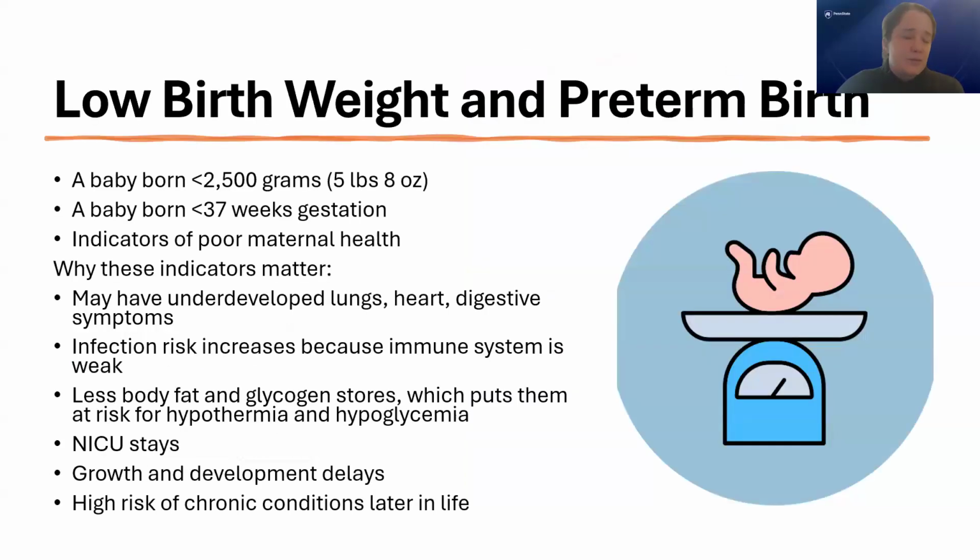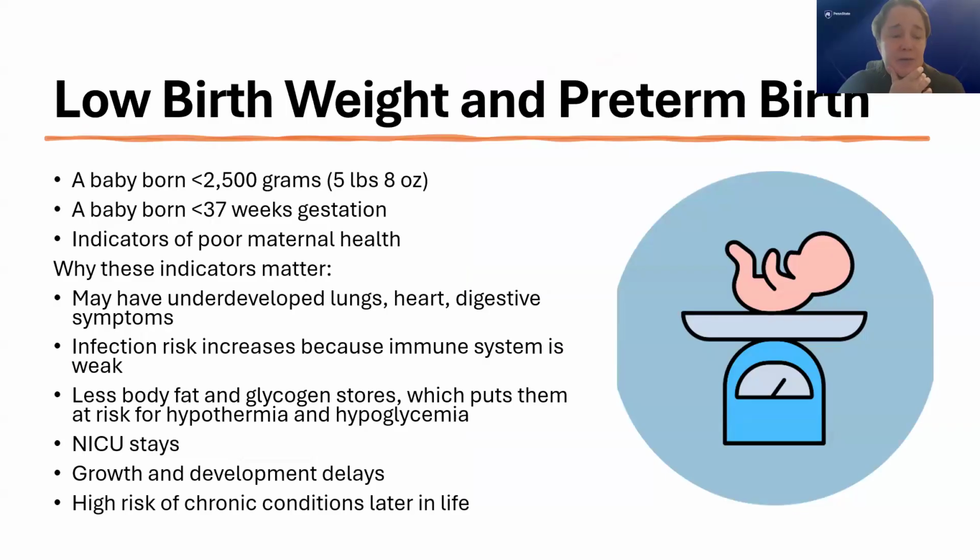Low birth weight and preterm. A baby born at less than 2,500 grams is considered low birth weight, and a baby born at less than 37 weeks gestation is preterm. They are huge indicators of poor maternal health and important when we're considering perinatal health in general, and it's a major outcome in a lot of perinatal studies.